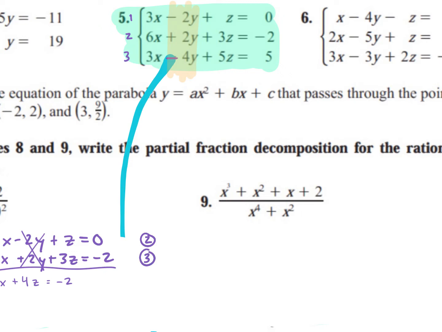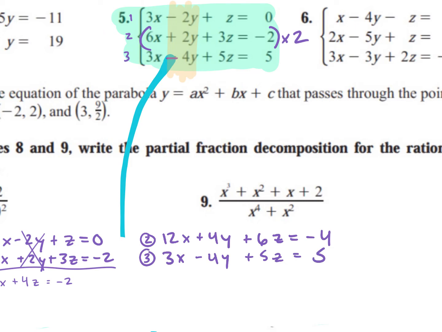Will my y's cancel if I combine 2 and 3? No, you have to multiply by 2. So I'm multiplying the entire second equation by 2. So my new second equation becomes 12x plus 4y plus 6z is equal to negative 4. My third equation stays the same. Wait, which one did you multiply by what? The second equation I multiplied by 2. So now I can combine. I get 15x, the y's cancel, plus 11z is equal to 1.